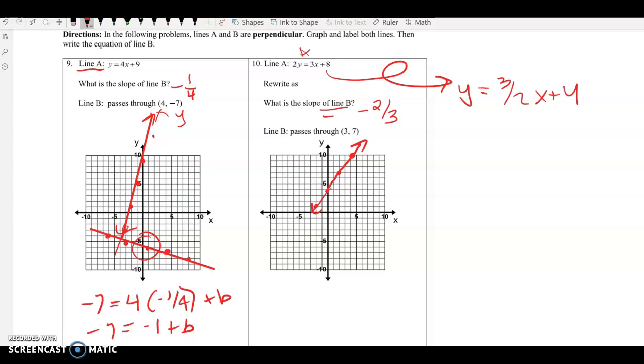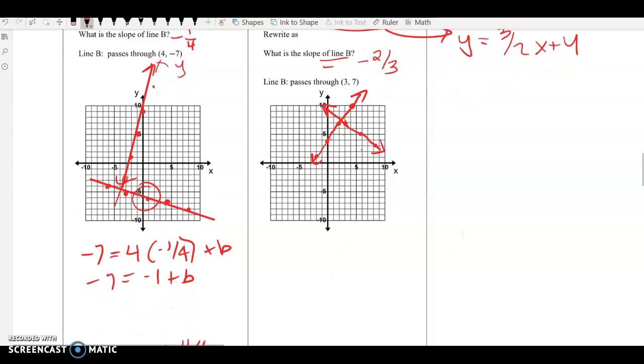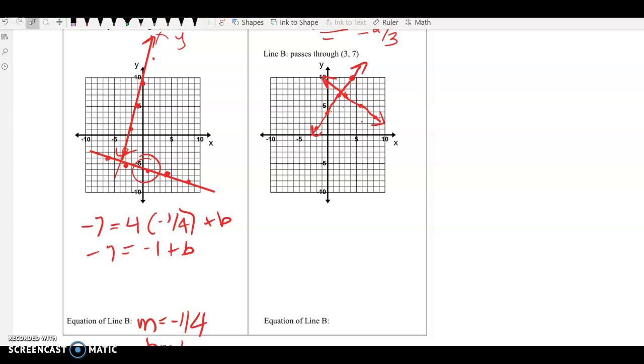Line B passes through 3, 7, so I'll go over to 3, up to 7. 1, 2, 3, up to 7, 5, 6, 7, right here. And my slope is negative 2/3. So if I go down 2, over 3 for that one, down 2, over 3, my line goes somewhere right through here.